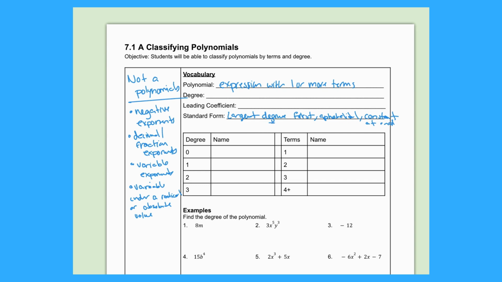So it says largest degree. So let's go back up to degree. What is a degree then? So we take the biggest exponent, and that makes up the degree of our polynomial, unless there are two variables, like x to the second, y to the second. So we have two variables. In that case, you add the exponents. So you look alphabetically for the biggest exponent. And then once you find that, the leading coefficient is the number attached to the degree.